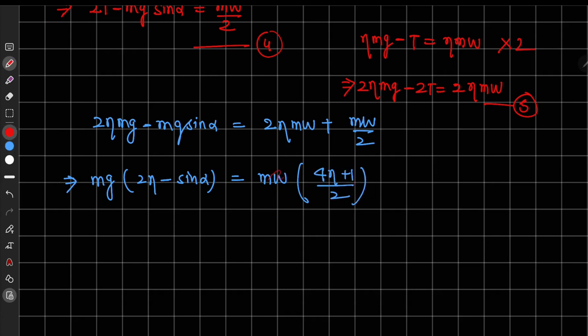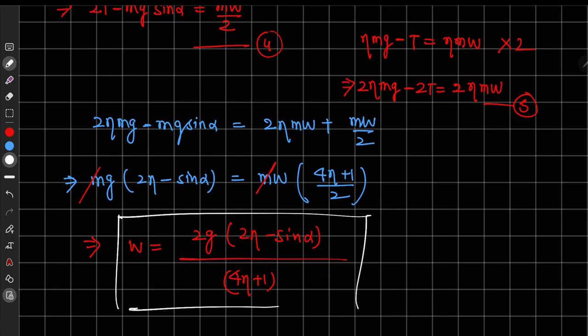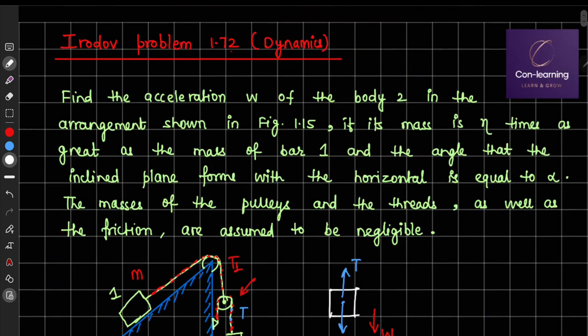Okay, here m will get cancelled, and from here we will get w is equal to 2g times (2 eta minus sine alpha) whole divided by (4 eta plus 1). So this is the acceleration of body 2 we got. I hope the entire procedure is clear. Thank you.